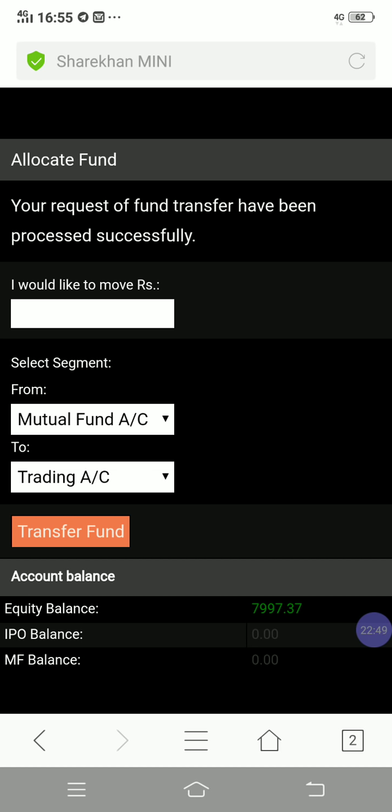So it is very easy and perfect, a handy system where you can transfer funds into your accounts on an instant basis. And this is a small gist of using the Sharekhan app.